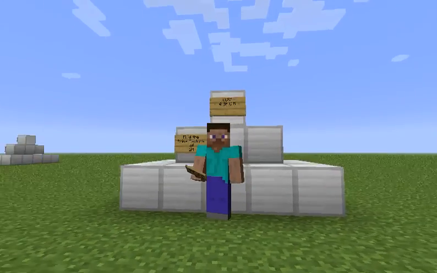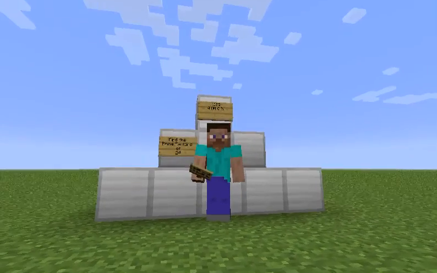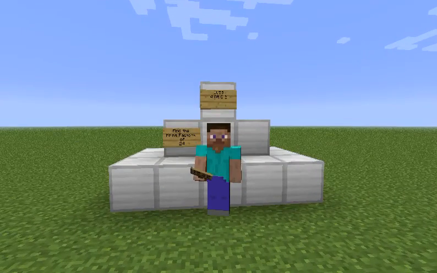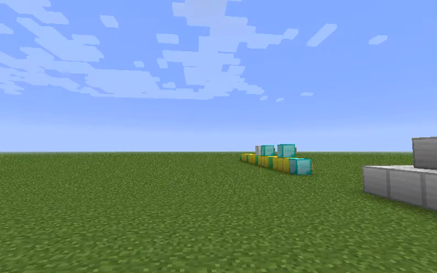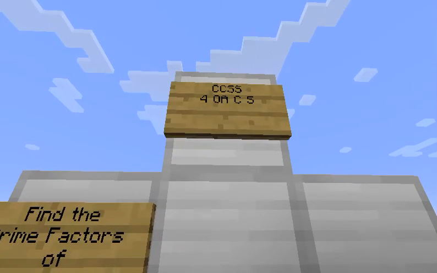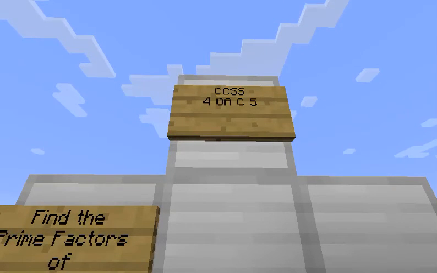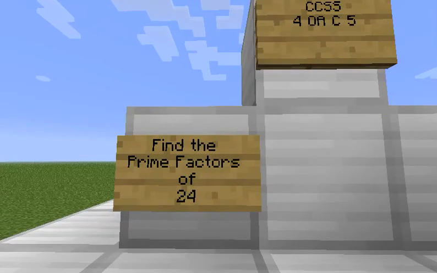And today we are going to start to make our factor tree forest. So let's get started. This lesson is in line with Common Core Standard, 4th grade, Orders and Operations C5. And what we're going to do is find the prime factors of 24.